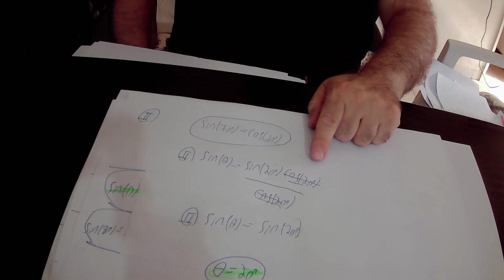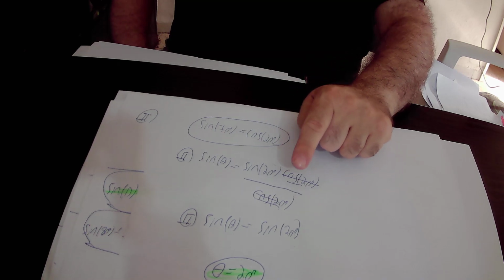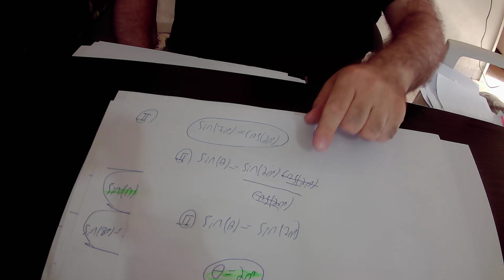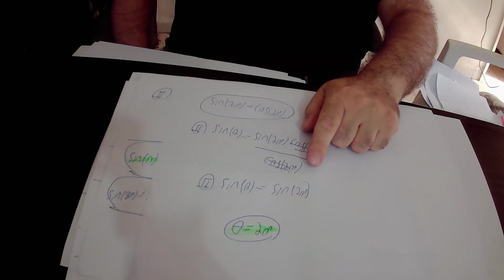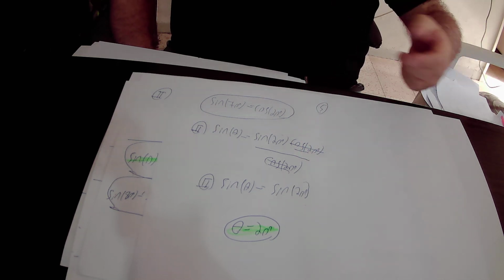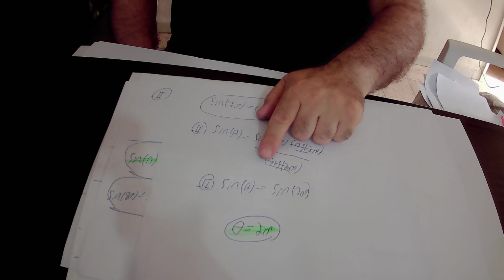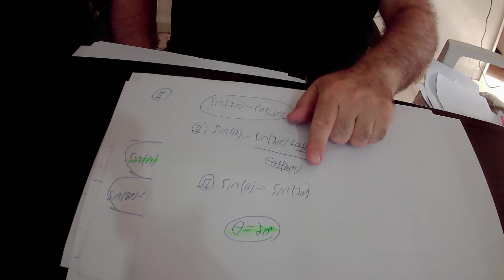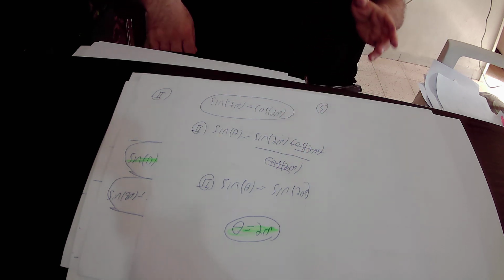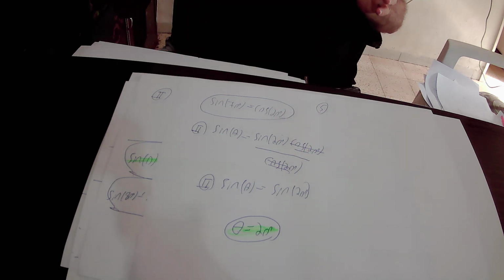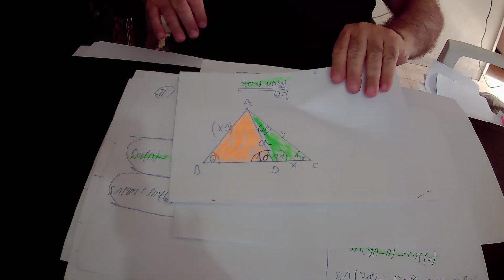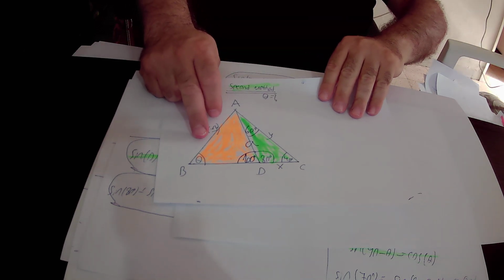We have cos 20 degrees in the numerator and cos 20 degrees in the denominator, so cos 20 degrees gets cancelled, and finally we get that sin theta equals sin 20 degrees. If sin alpha equals sin beta, it means that alpha equals beta. So if sin theta equals sin 20 degrees, it means that theta equals 20 degrees. So in both methods, we found that the size of this angle theta is equal to 20 degrees.